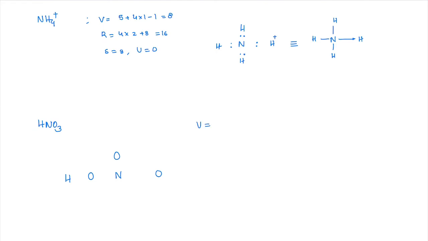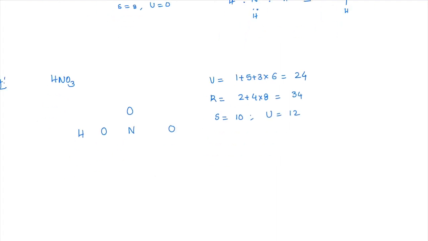Okay, this is the important part, HNO3. How do you check out the HNO3 part? When it comes to HNO3, you can see that N is the central atom, with oxygen, oxygen, oxygen, and hydrogen. This is how it is. If I write the valence shell electrons, this is 1 plus 5 plus 3 into 6, so it is 24 electrons. So R would be equal to 2 plus 4 into 8, that is 8, 32, 34 electrons. Right. So the number of shared electrons will be how many? 10. The number of unshared will be how many? 12. This is what you got.